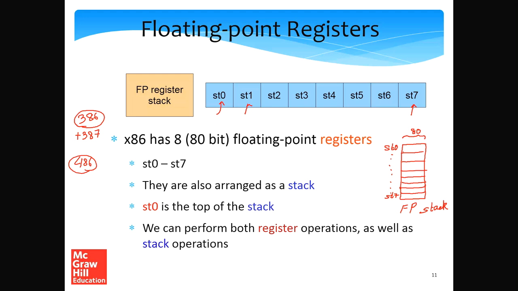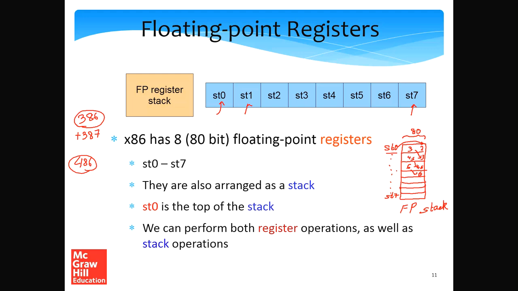Let's assume that the numbers were initially of this form: 3, 4.5, 6. We just had 3 numbers. Now let's say we push 2 on the floating point stack. The new state of the stack would be: 3 would come here, 4.5 would come here, 6 would come down, and 2 will get pushed on the top. So now if we print the value of ST0, it will print 2, ST1 will print 3, ST2 will print 4.5, and ST3 will print 6.